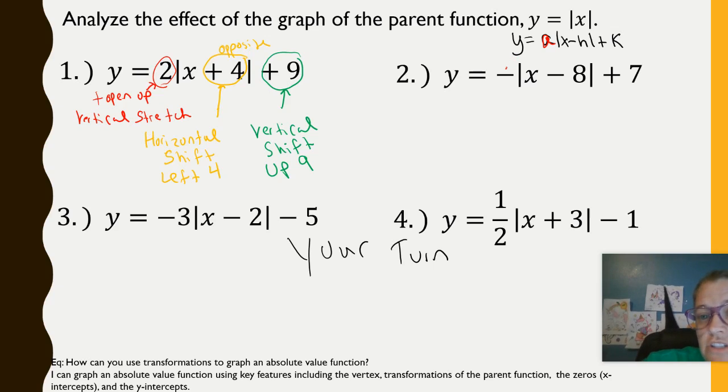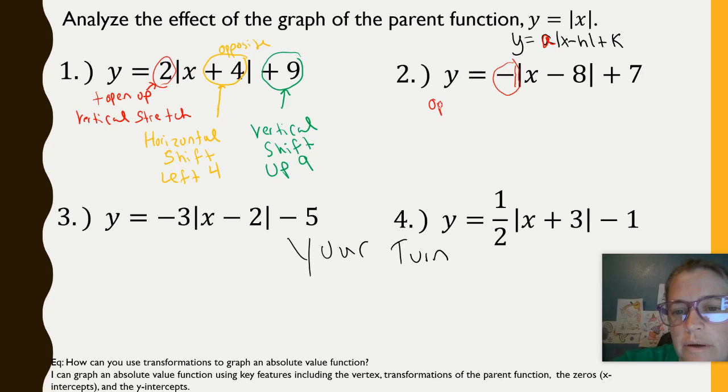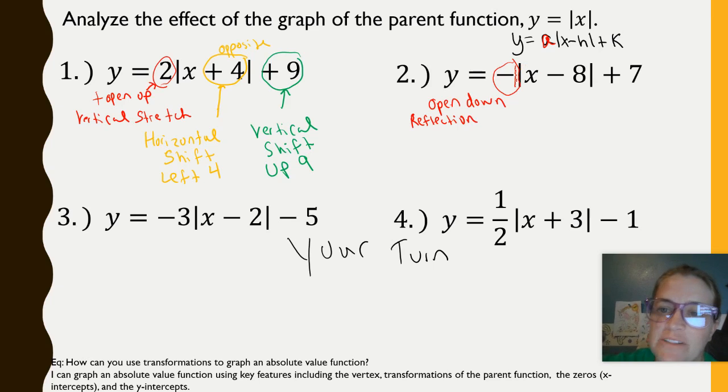All right, so the first thing I want you to notice is there is an imaginary 1 there. They don't write it, but it's going to be a -1. And since that is a negative, we know it's going to open down. That means it's going to be a reflection. Since this number is 1, it's not going to have a vertical stretch or a vertical shrink. It's not going to do anything. So we're not going to have that stretching or that compression. It's just going to be a regular V. So that's all we have to talk about is that negative.